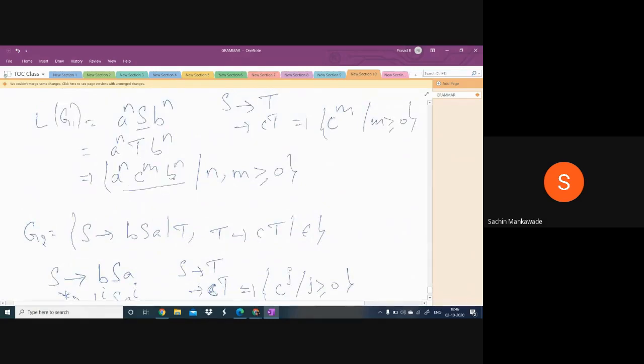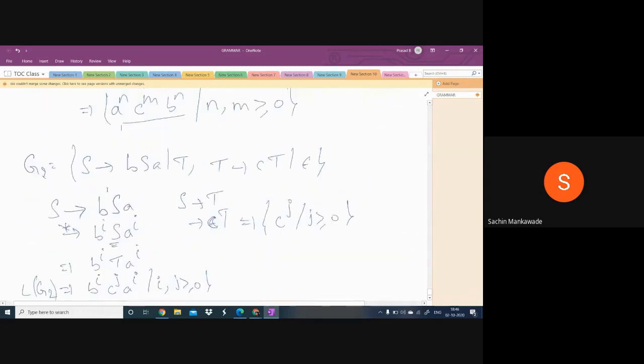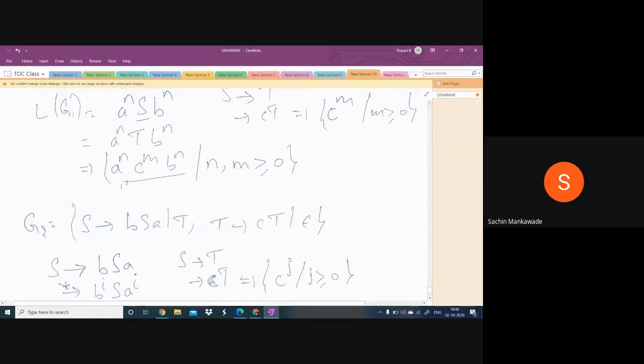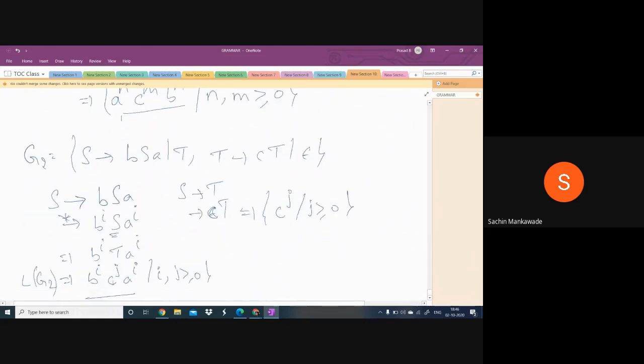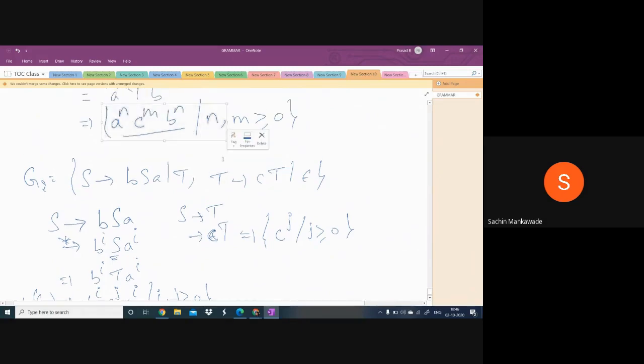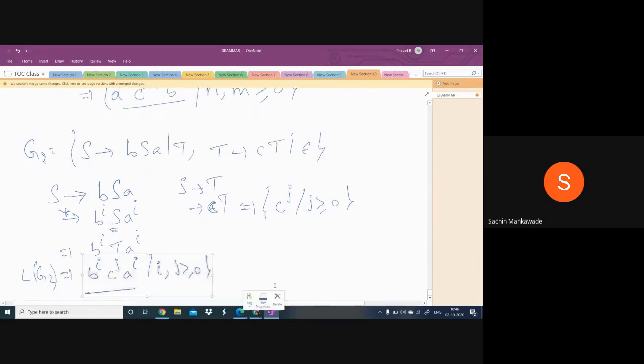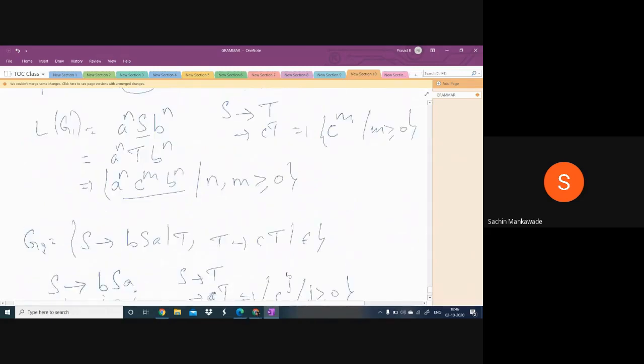So there is no common string of L of G1 and L of G2 including A, B, C. Here A is followed by C followed by B's, whereas G2 is B followed by C followed by A. So there is no common string in this, and in this.